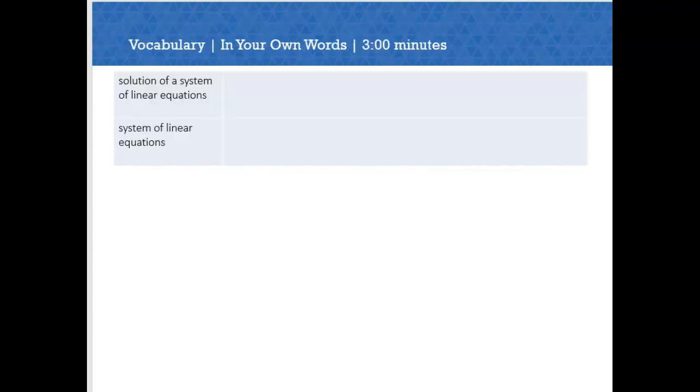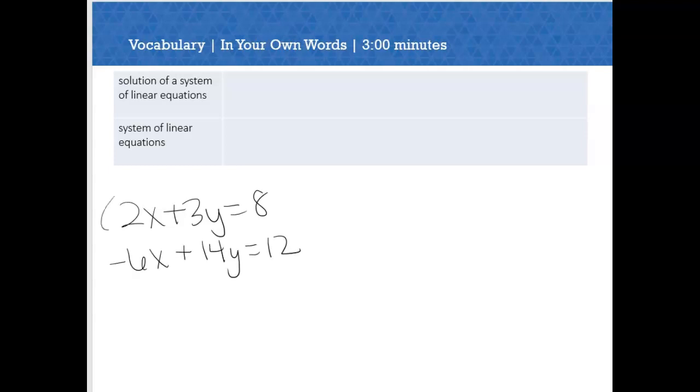So a system of linear equations is part of our vocab, and it's just two or more equations that we're solving at the same time. An example of that is this. This is a system of equations. And a solution to this system of equations is actually an ordered pair. So we're going to have a value for x and a value for y, and we write it as an ordered pair.